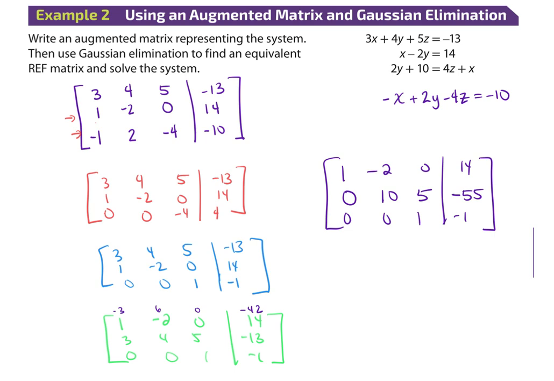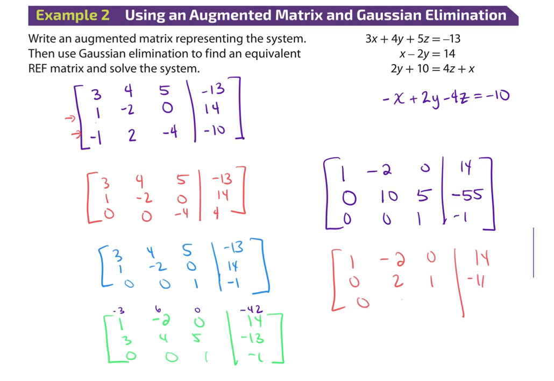Before I backfill, what do you think I'm going to do with that second row? Divide everything by 5, right? Yeah. Divide by 5 and then I can plug my z in, can't I? Right? So I can say 1, -2, 0, and 14. Divide by 5.